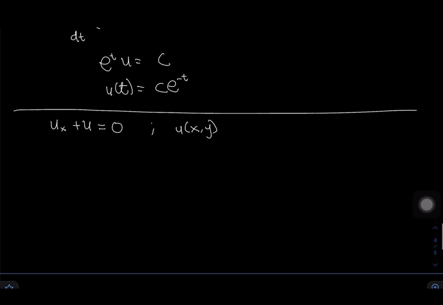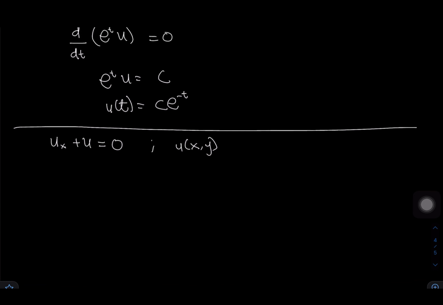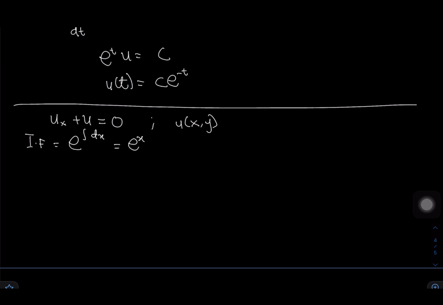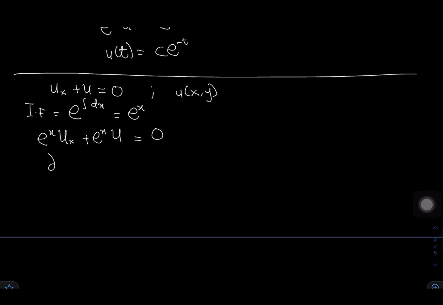Okay, so I'm just going to use the integrating factor. My integrating factor here is just going to be e to the integral of 1, that's the coefficient of u, dx. And that's just going to be e to the x, right? I'm just going to multiply the whole equation by that. So I have e to the x u_x plus e to the x u equals 0. Then I can write this as a partial derivative. Note that this is going to be a partial derivative because u is a function of x and y. So the partial derivative with respect to x of e to the x times u should be equal to 0.